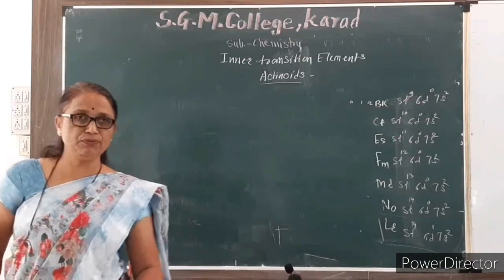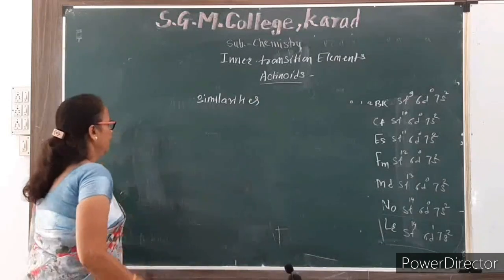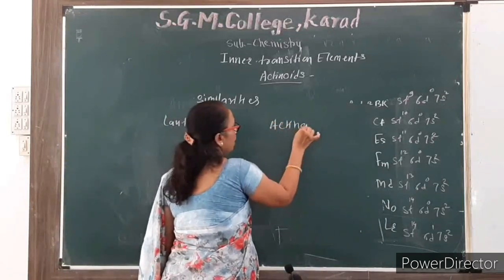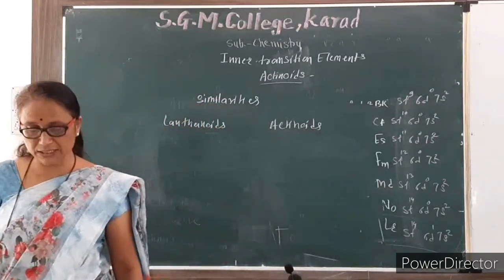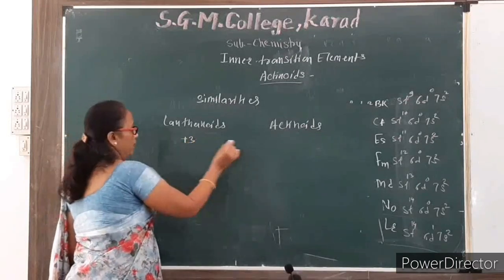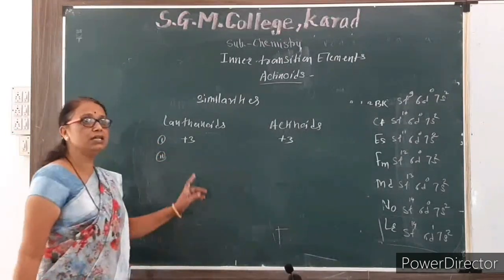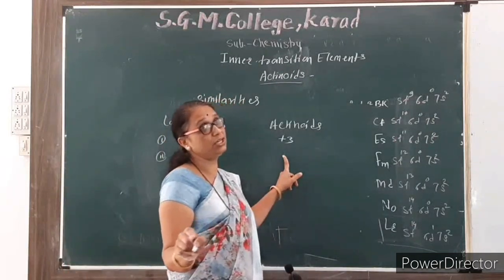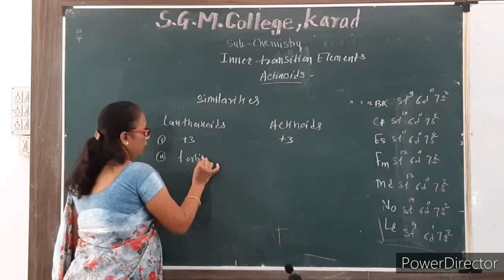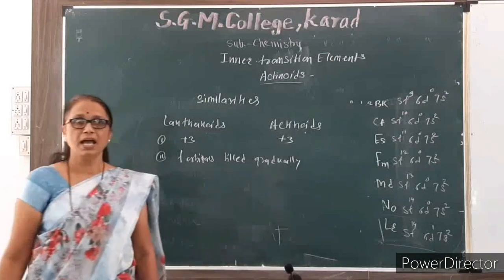Then some similarities between lanthanoids and actinoids. Questions may be asked on the similarities as well as differences between lanthanoids and actinoids. Both series show the +3 oxidation state as common. In lanthanoids the last electron enters the f orbital. In actinoids also the differentiating electron enters the f orbitals, so the f orbitals are filled gradually in both.